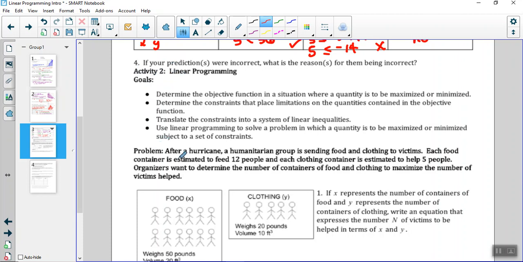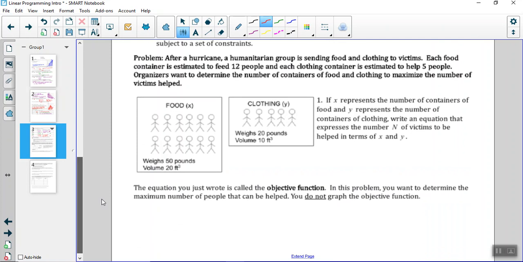But here's our problem. After a hurricane, a humanitarian group is sending food and clothing to victims. Each food container is estimated to feed 12 people. So you can see that here. Here's my food container, and it will feed 12 people. And each clothing container is estimated to help 5 people. Organizers want to determine the number of containers of food and clothing to maximize the number of victims helped.